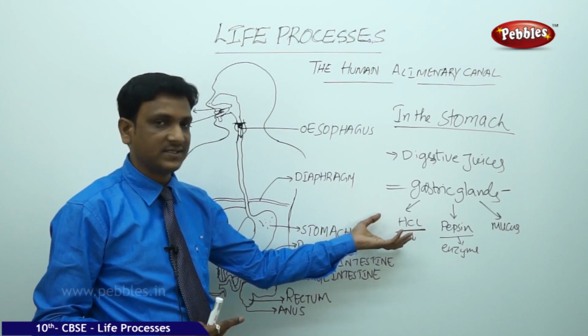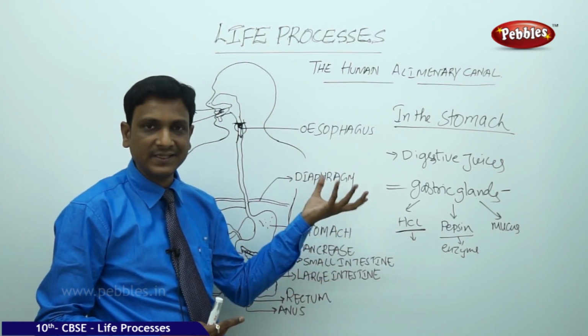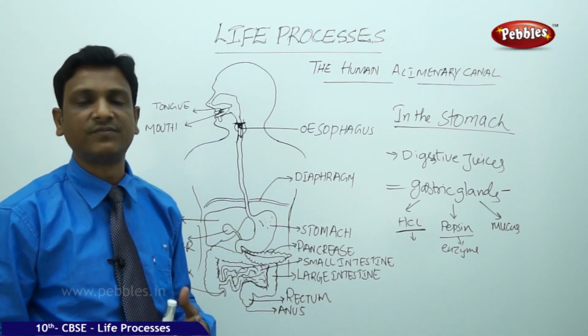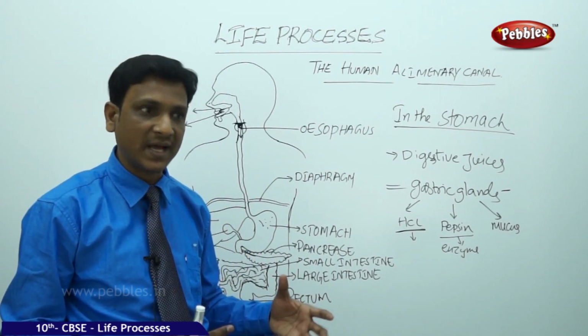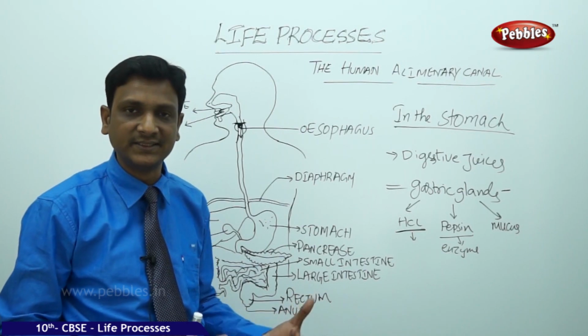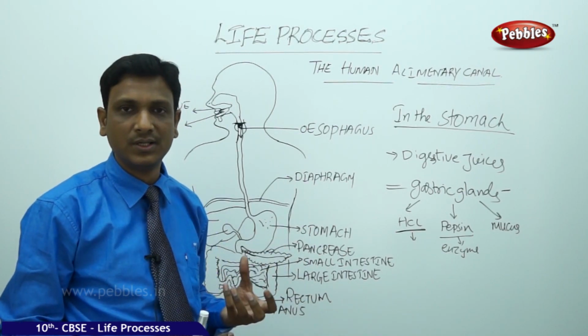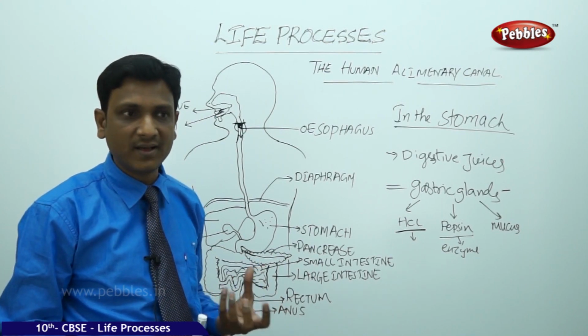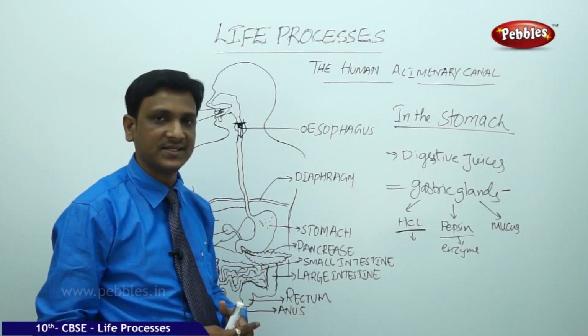The hydrochloric acid secreted into the stomach provides an acidic medium for the process of digestion, and at the same time it kills the bacteria that enter the stomach through the food. We are eating food which may contain bacteria, and these bacteria are killed by the action of this hydrochloric acid.